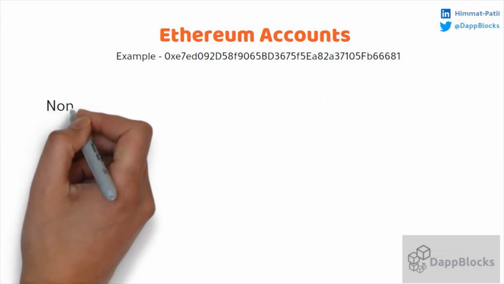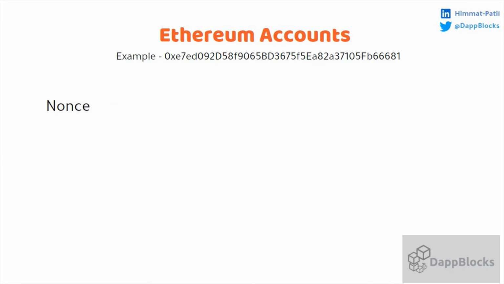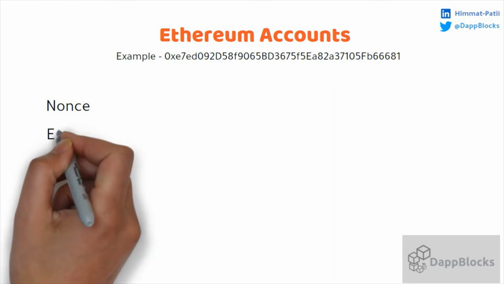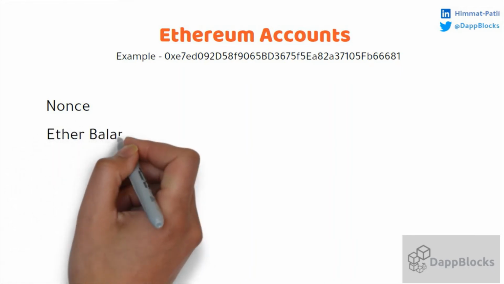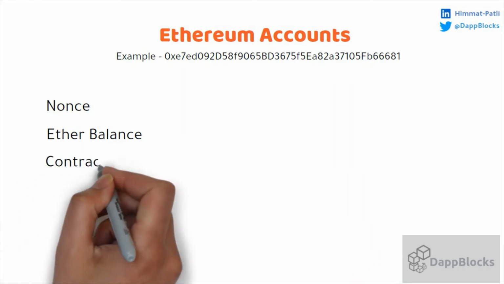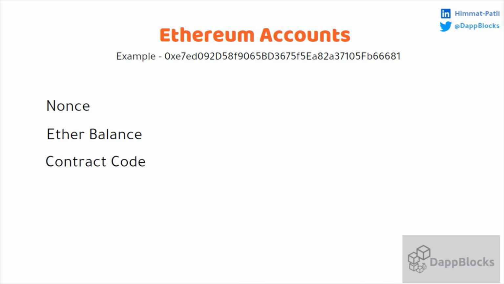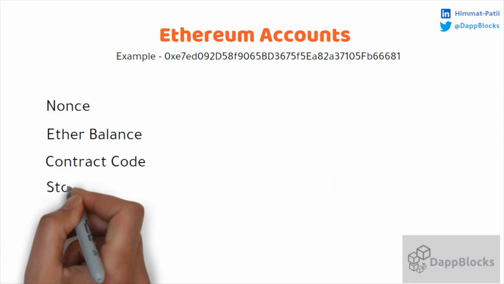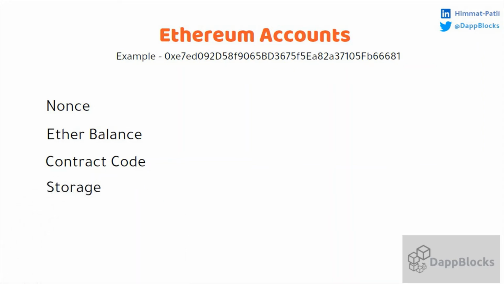An Ethereum account contains 4 fields. Nonce. Nonce is nothing but a transaction counter. With every transaction, it is incremented by 1. Ether balance. Ether is a cryptocurrency associated with the Ethereum blockchain. Contract code. Code that executes on the Ethereum Virtual Machine. Storage. Contents of an account, by default it's empty.